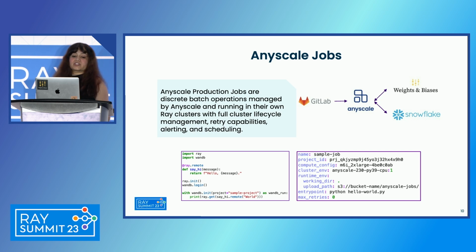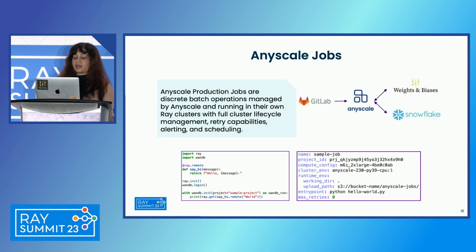At the bottom of the screen, what you see is a code snippet of how our standard machine learning pipeline would look. So we use the APIs from both Weights & Biases and Ray to, let's say, write some Ray remote functions to log into Weights & Biases and start a Ray cluster. On the right side, you see a snippet for a sample job. This is how we have defined our production jobs.